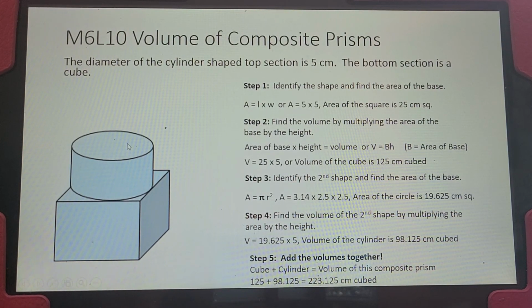Now to do other kinds of composite prisms, like triangular prisms or trapezoidal prisms, you're just going to have to find the area of those bases. If the area of the base is a trapezoid, use the trapezoid formula and multiply it by the height. If it's a triangular prism, then you just take the area of a triangle and multiply it by the height, okay? Same thing with a rectangular prism, it's very similar to the square.